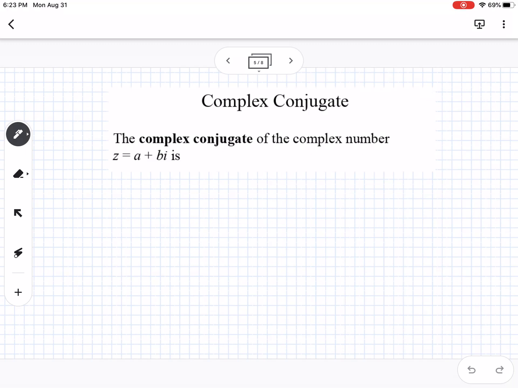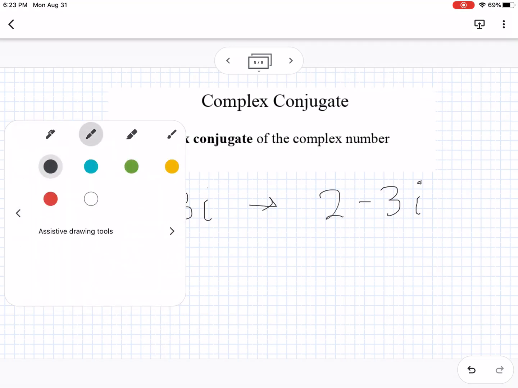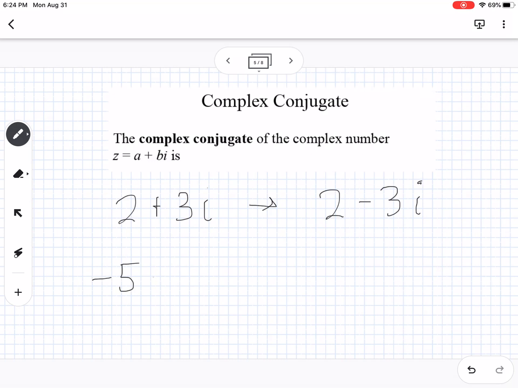Okay, so the next thing is complex conjugates. These are going to be helpful when we're dividing. So it's important to understand how to find a complex conjugate of any complex number. If I have 2 plus 3i, the complex conjugate would be 2 minus 3i. Let's say negative 5 minus 8i. My complex conjugate would be negative 5 plus 8i.